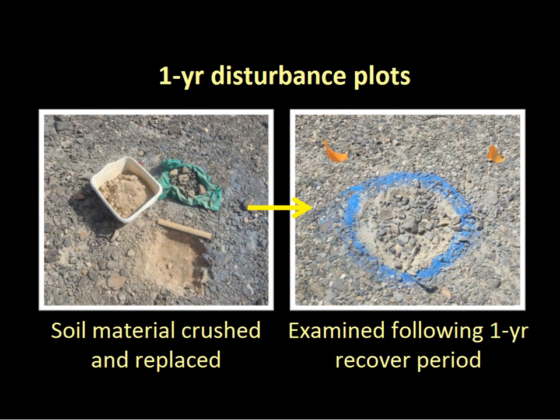So next, looking at the data from the one-year disturbance plot. So this is demonstrating how I set these up. So first what I did was I removed the desert pavement clasts and set those aside. Then I made a small excavation just through the depth of the vesicular horizon. And I removed that material, I crushed it up, and added it back to the excavation, put the desert pavement clasts back on the surface, and left these out in the field for a year, and came back one year later and looked at the recovery of the vesicular horizon.